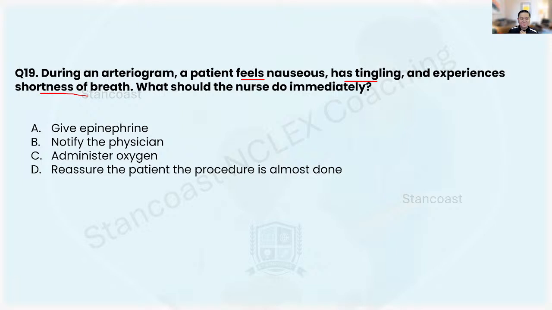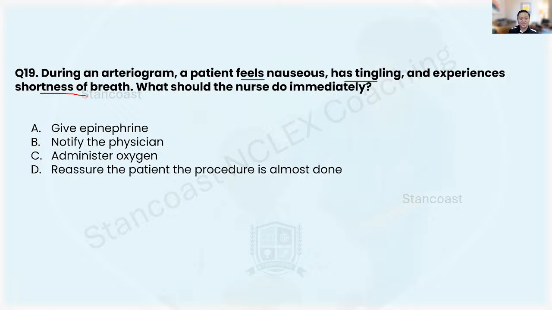During an arteriogram, the physician here will be doing the injection, of course. They're going to be in the procedure room while you are the nurse, the interventional radiology nurse assisting the doctor or the medical provider. Lucky you, because you're going to be with the provider, right? Unlike when you are a primary nurse in the med-surg setting, you're going to be by yourself. You need to call the doctor via phone, right? But here, you're immediately going to be able to talk with the medical provider.